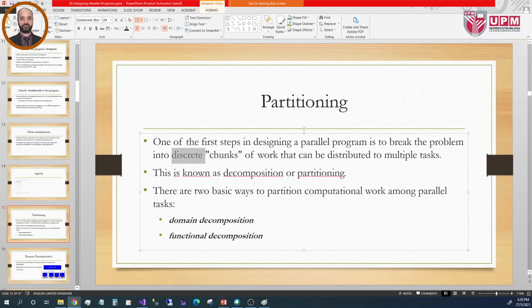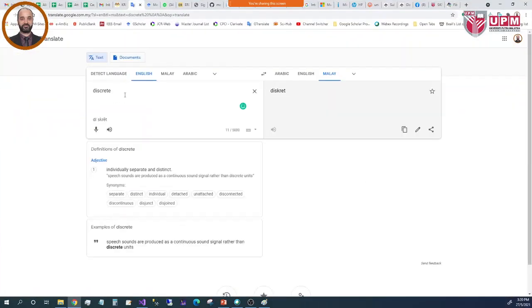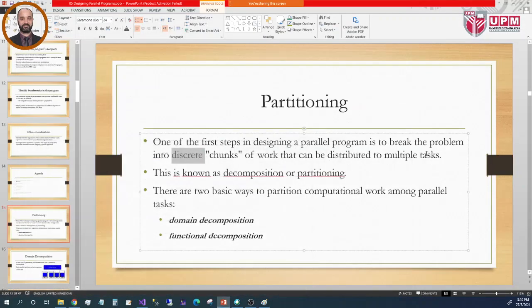Individually, separate. Discrete in Bahasa Melayu. What is the meaning of discrete? I will try to explain. Discrete means separated tasks. So here, what we need to do is break the problem into separated parts.